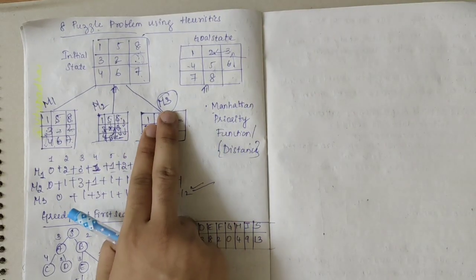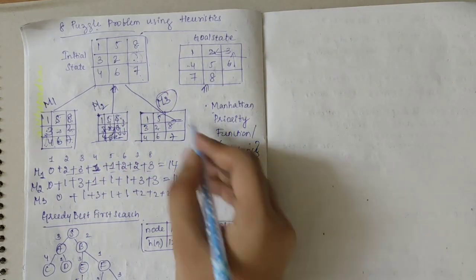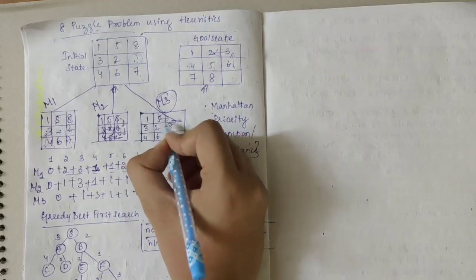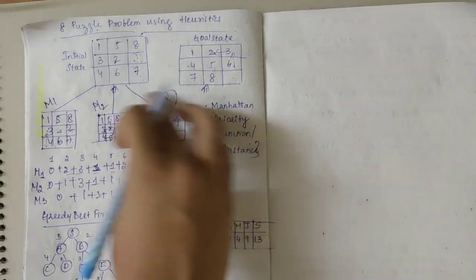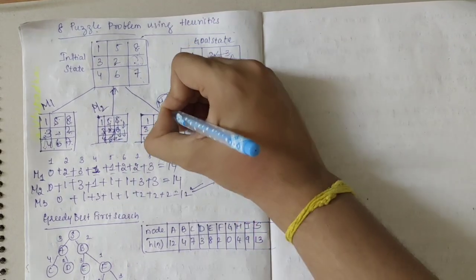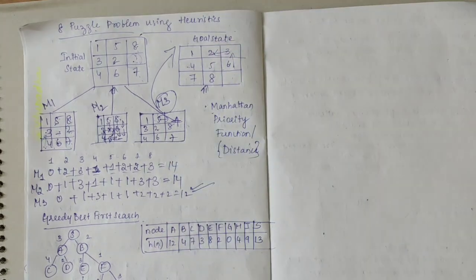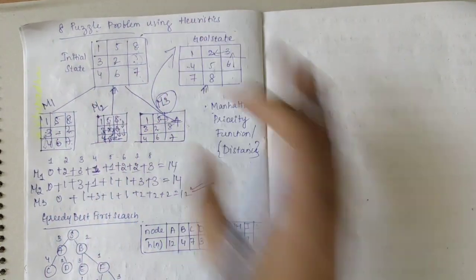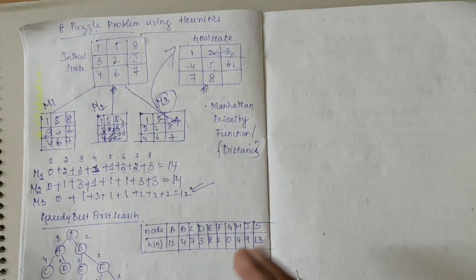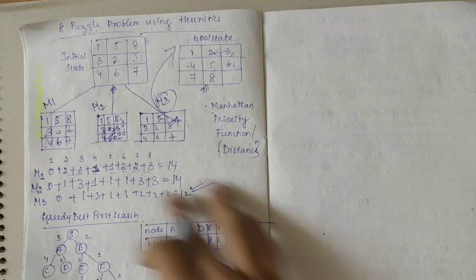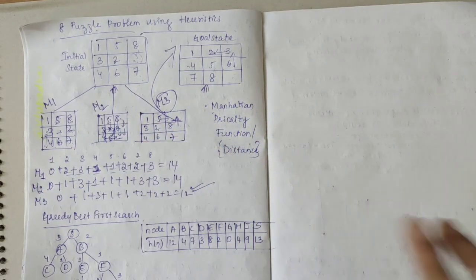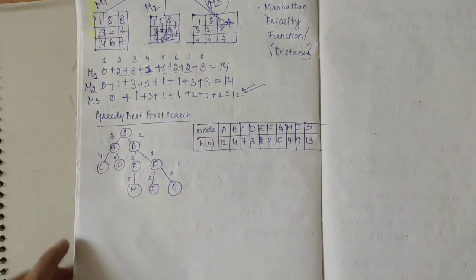So from M3 I can further split. Now there are 2 possibilities: either 5 can come here or 8 can come here. This keeps on repeating until I find this particular goal state. So that was about the 8 puzzle problem using heuristics. This is not that important, but in case they ask, we should at least be capable of calculating the Manhattan distance. Next we have the greedy best first search.